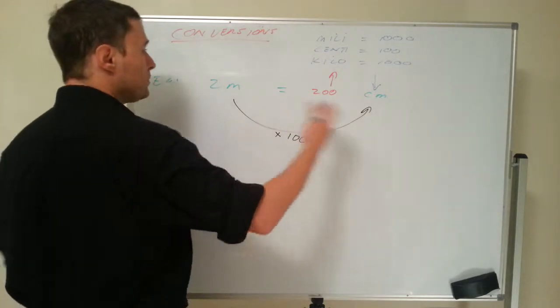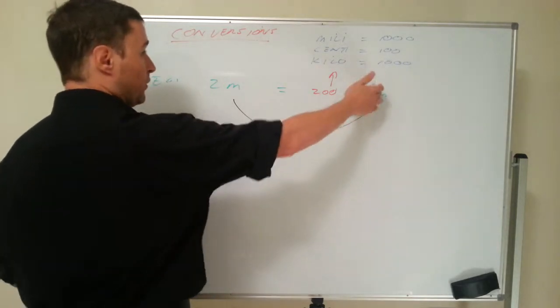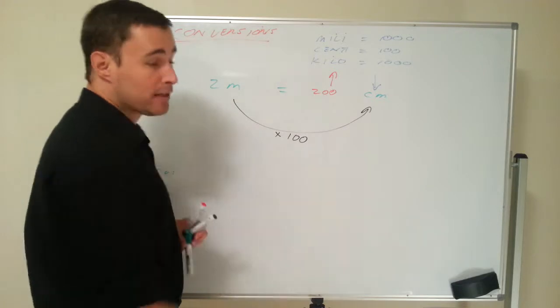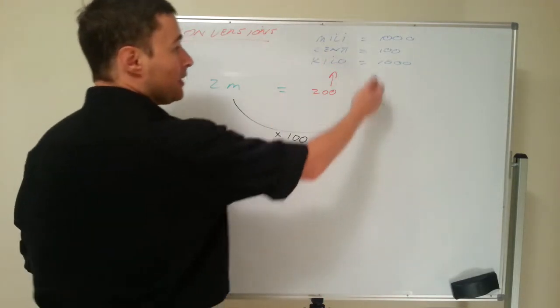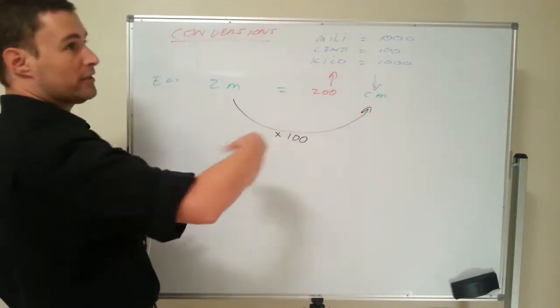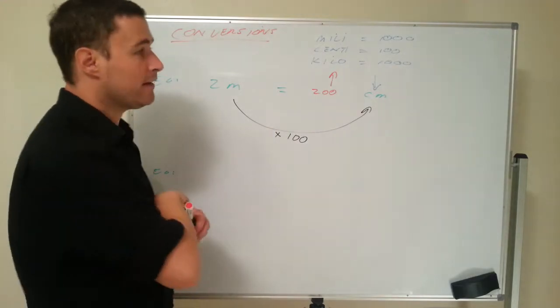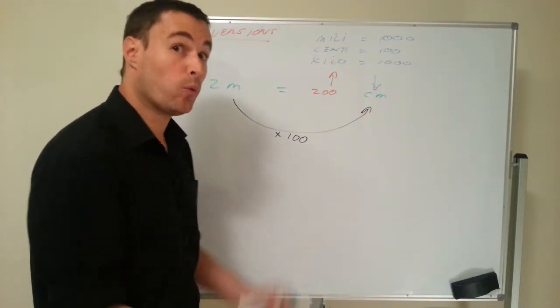So that's from meters to centimeters. If I was going from meters to kilometers, okay, then this would be going up, that would be going down, I would be dividing by 1,000. Or meters to millimeters, this would be going down, that would be going up, so I times by 1,000, okay. It doesn't matter if you talk about meters, grams, liters, it all works the same.